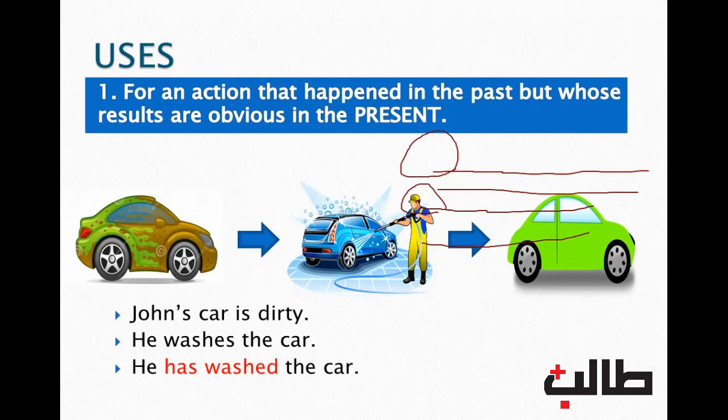Like this, John's car is dirty. He washed the car. He has washed the car. This is the past. This is the present perfect. He has washed the car. Have you got the idea? If you don't understand, just tell me that you do not understand. At first, John's car is dirty. Then he washed the car. And the last step, this is the present perfect. The last step, he has washed the car. We can move to another part.